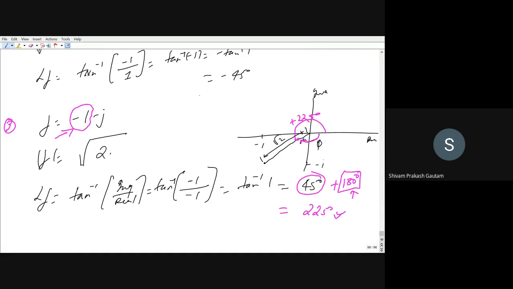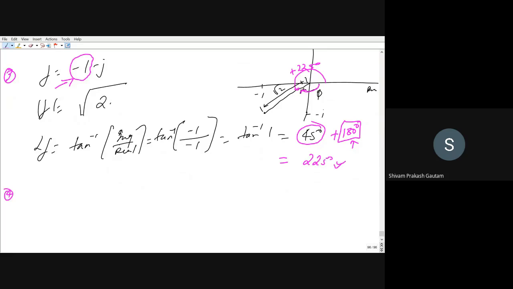Similarly, for the fourth example, suppose f is equal to -1 plus j. If for this we need to calculate the magnitude and phase, and we want to plot in coordinates, -1 will be here, plus j will be here. So this is the point that we are talking about, right? The magnitude will remain the same, that is under root of 2. But we have to calculate the phase as well. Phase means this phase from the real part.